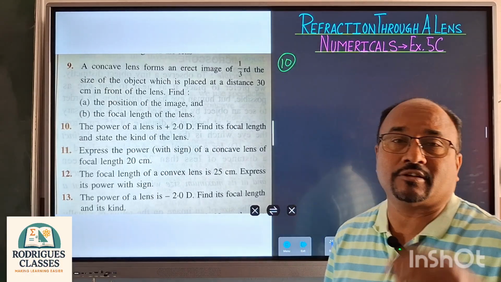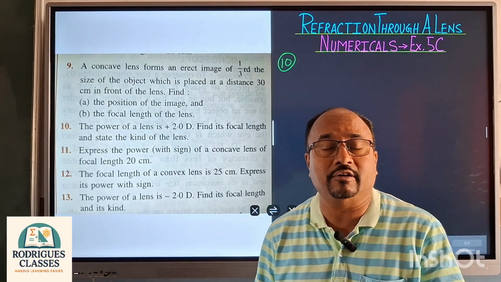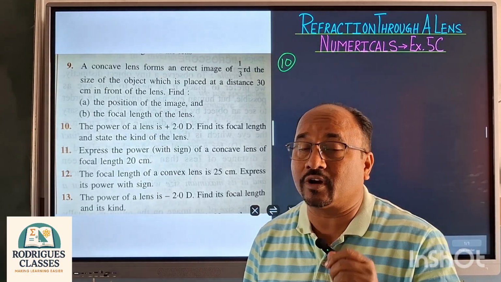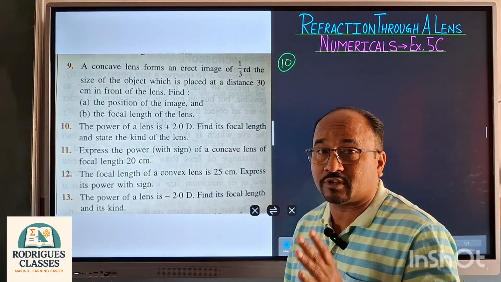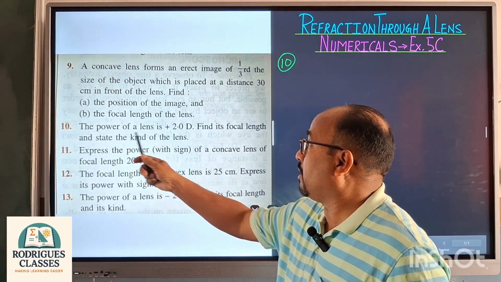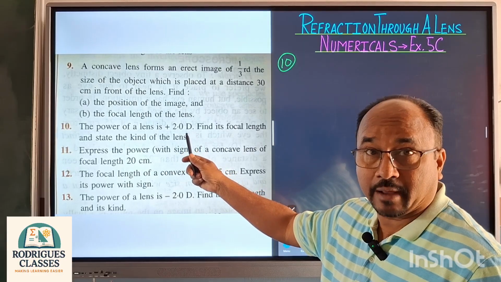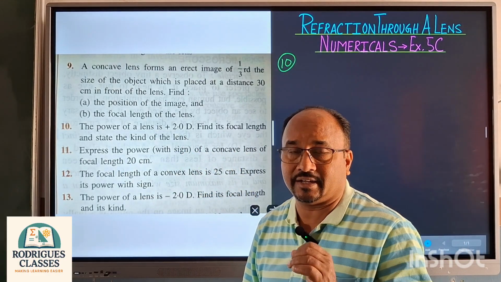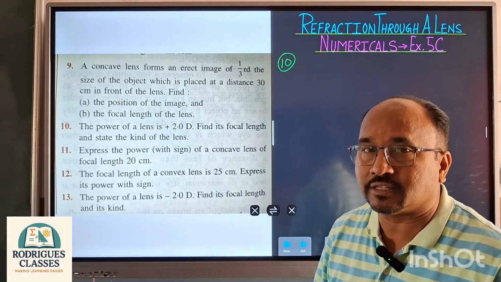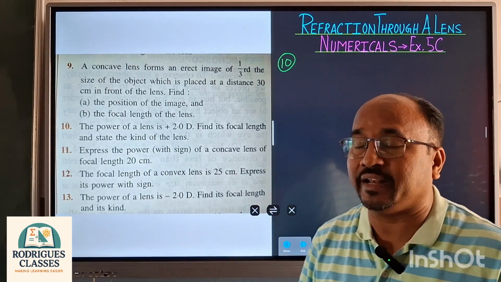And it is based on power of a lens. Remember, power of a lens is 1 by focal length, where focal length should be in meter. So the next few sums will require this only. The power of a lens is +2 diopter. Find its focal length and state the kind of lens it is. So let us get the focal length, see the sign of it, and we can tell the type of lens.